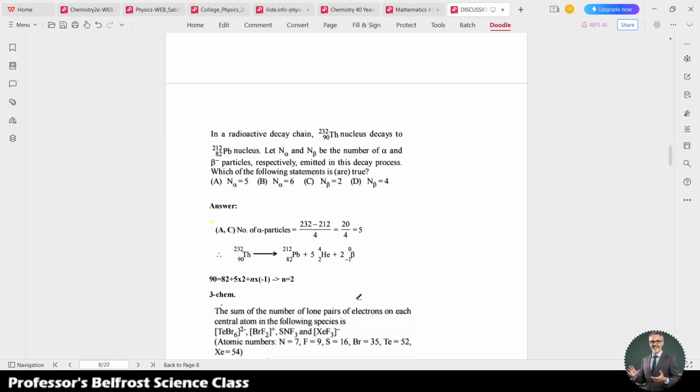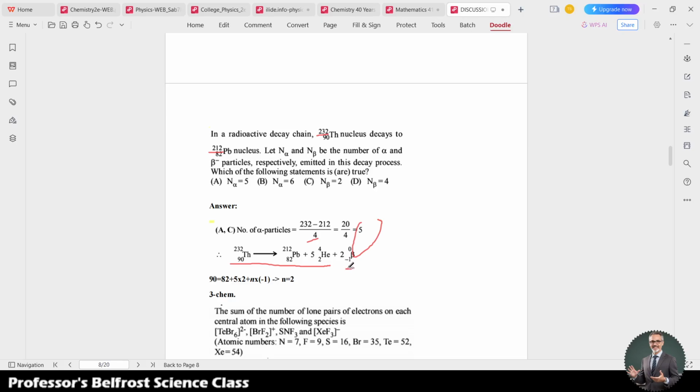First we need to find the number of alpha particles. We need to know that an alpha particle has a mass number of 4, which is very important. Then we need to find the difference between these two mass numbers: 232 minus 212 is 20, divided by 4, because that is the mass of each alpha particle. So we have 5 alpha particles here. You can complete the equation up to here.